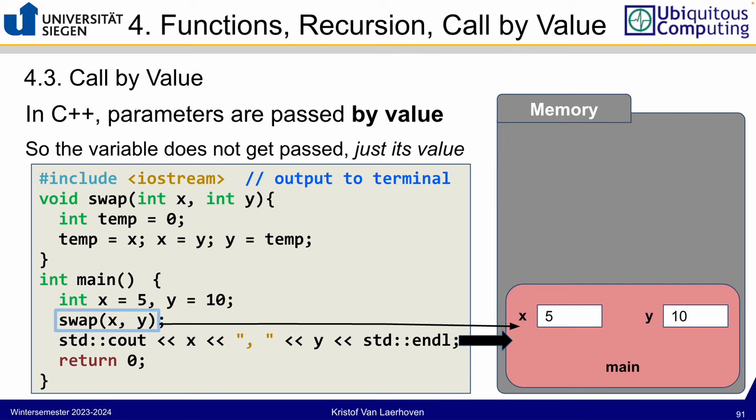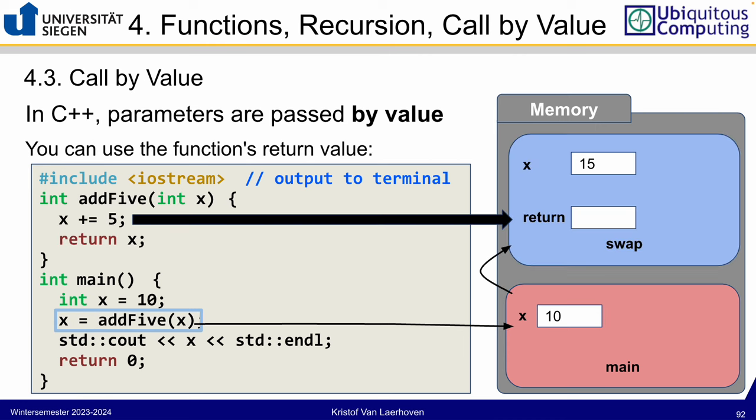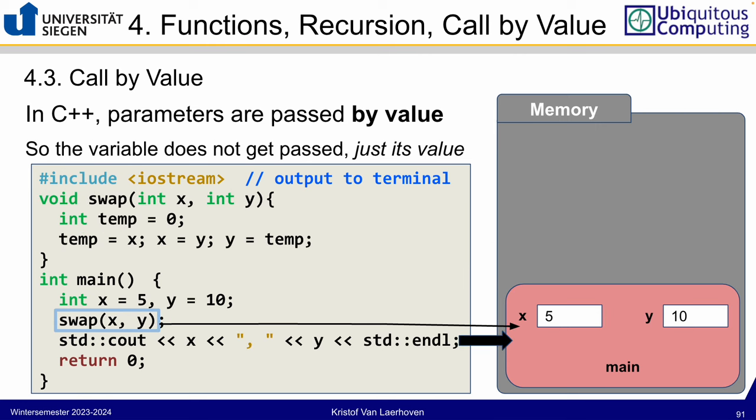You can use functions merrily as we have already. But the problem is, if you don't know that, then you might run into these type of problems. And the swap example is something that everybody always shows everywhere. It's the same for Java, it's the same for lots of other programming languages.